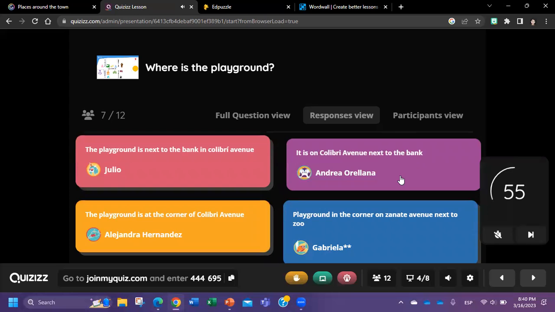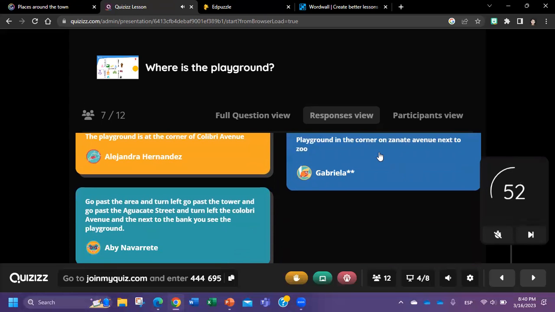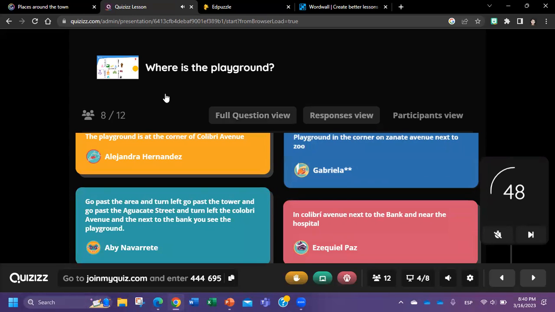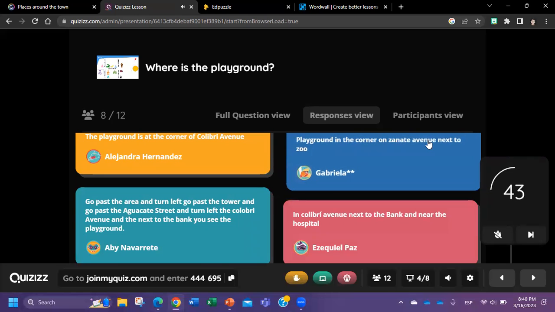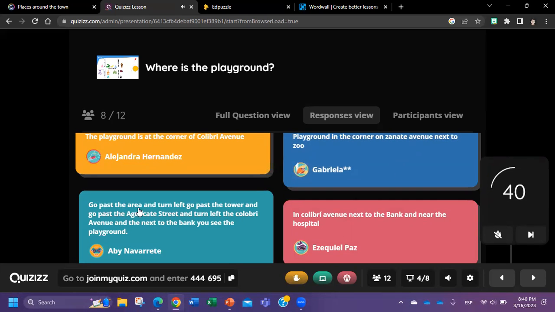Okay, at the corner of Colibri Avenue, okay. On the corner of Sonate Avenue, next to the zoo. Oh, okay, so that one is the park. We are looking for the playground, okay. Go past the area and turn left, go past the tower, go past the Aguacate Street, and turn left on Colibri Avenue. And it is next to the bank, you will see the playground. Thank you, Abby.